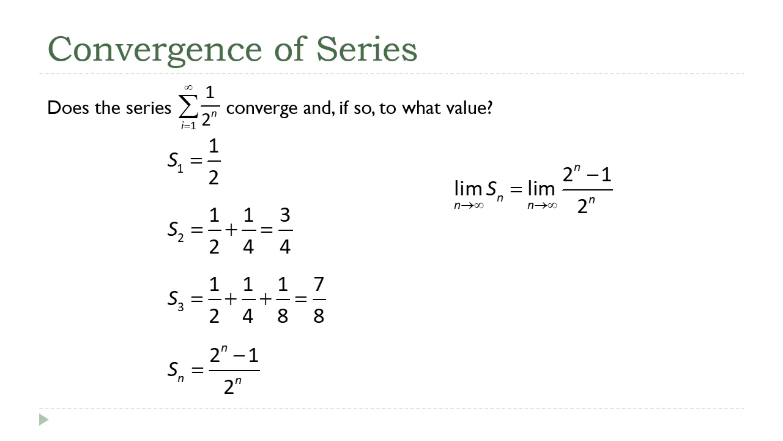And to see what's going on here, I'm going to simplify this a little bit. I'm going to split the fraction up. I'm going to make it 1 minus 1 over 2 to the n. And now this is something we've seen before. The limit as n approaches infinity of 1 is just 1. And the limit as n approaches infinity of 1 over 2 to the n is going to be 0.